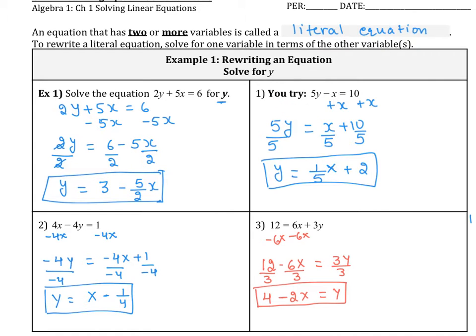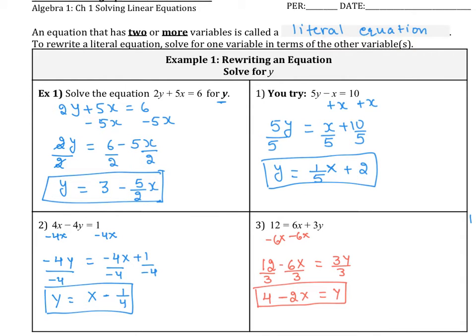So for number 1 here, 5y minus x equals 10. You're going to add x on both sides. You're going to get 5y by itself, and on the other side, you're going to get x plus 10. Now you're going to isolate the y completely, so we're going to divide by 5 on both sides. 5 and 5 cancel, you get y by itself. x divided by 5, or we can write it as 1 over 5 times x, and 10 divided by 5 would be 2. So y equals 1 over 5 x plus 2.